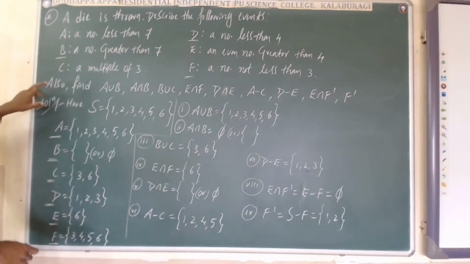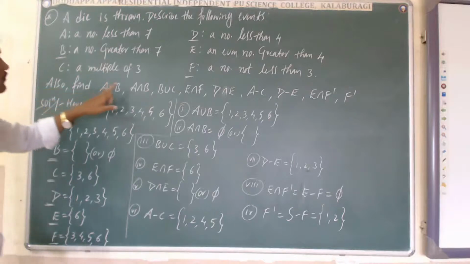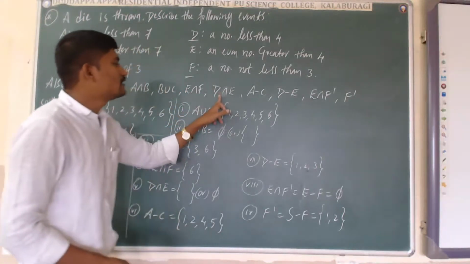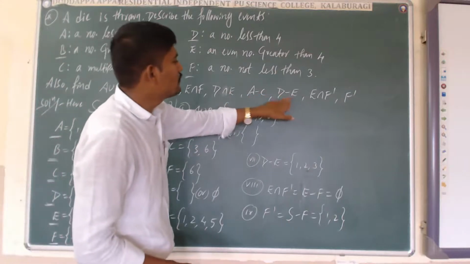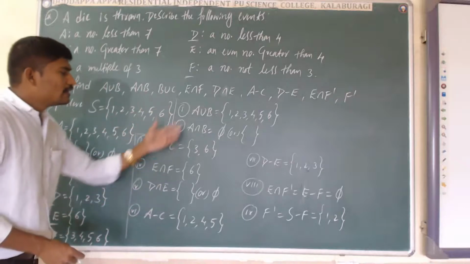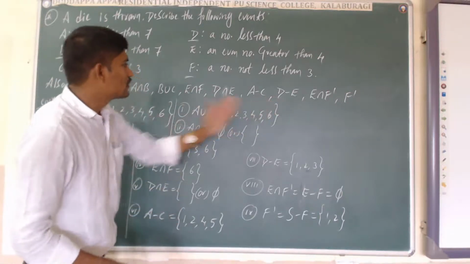And next, we must also find A union B, A intersection B, B union C, E intersection F, D intersection E, A minus C, D minus E, E intersection F dash, and F dash. So these are the results for the given conditions.